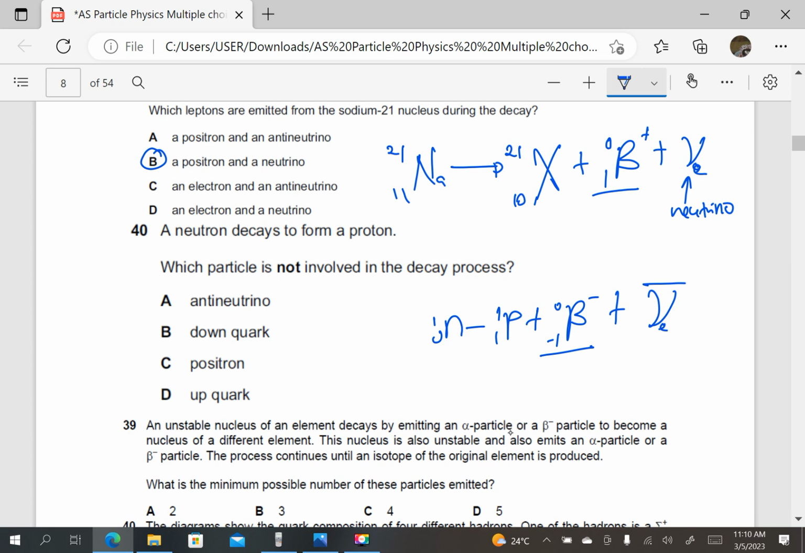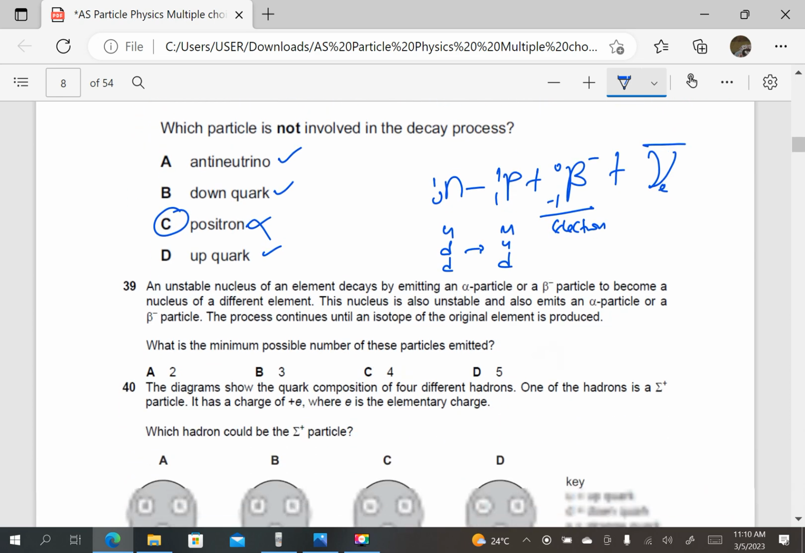An antineutrino is there. The positron is there, no, not a positron. This is an electron. A down quark, because a neutron is up, down, down, and changes to up, up, down. So a down quark is involved, an up quark is involved because a down quark changes to an up quark. So it is the positron which is not involved because the beta minus is an electron. Okay.